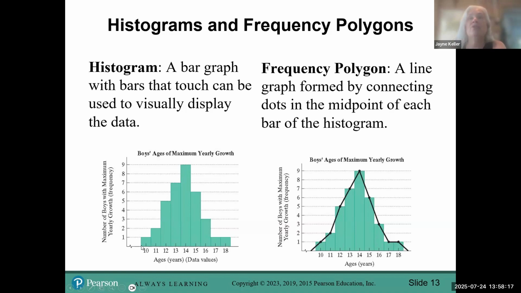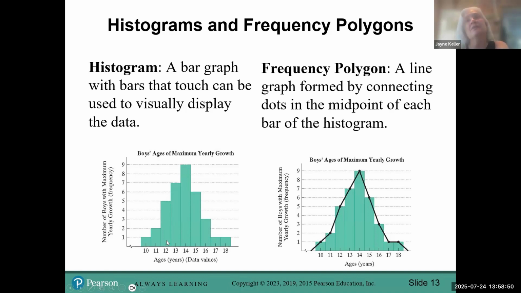What we do is along our horizontal axis, we show what the data values are. And then along the vertical axis, we show the frequency, so how many data items fell into that point. So thinking about our boys' age at maximum growth, we had one who was 10, one who was 17, one who was 18, and then most of them were 14, with 9 of them in there. So this is a way of presenting it.